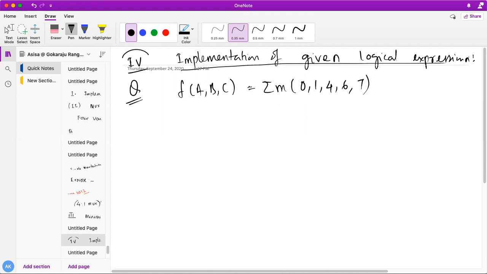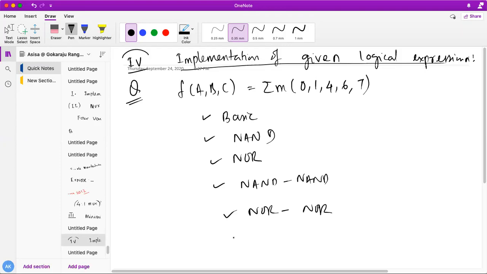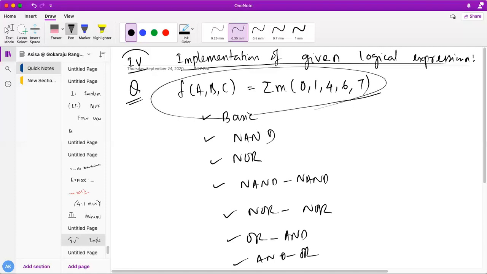Till now you know how to implement the logical expression. How? You can either use basic gates to implement, either you can use NAND gates, or NOR gates. Also you can use NAND, also NOR, also OR-AND, also AND-OR. Now I am going to teach you how to implement this logic function using mux as well. We have not yet studied this till now. Do you all understand? So one logic expression is given to you, there are 4 options given to you. All the options are actually muxes.